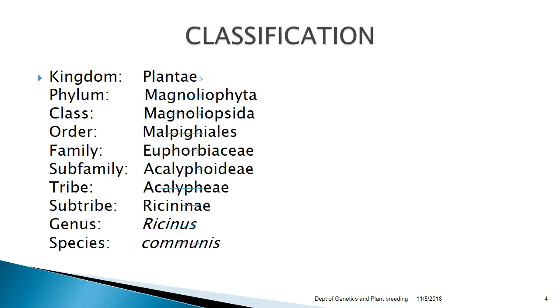Classification: Kingdom is Plantae, phylum Magnoliophyta, class Magnoliopsida, order Malpighiales, family Euphorbiaceae, subfamily Acalyphoideae, tribe Acalypheae, subtribe Ricininae, genus Ricinus, and species communis.